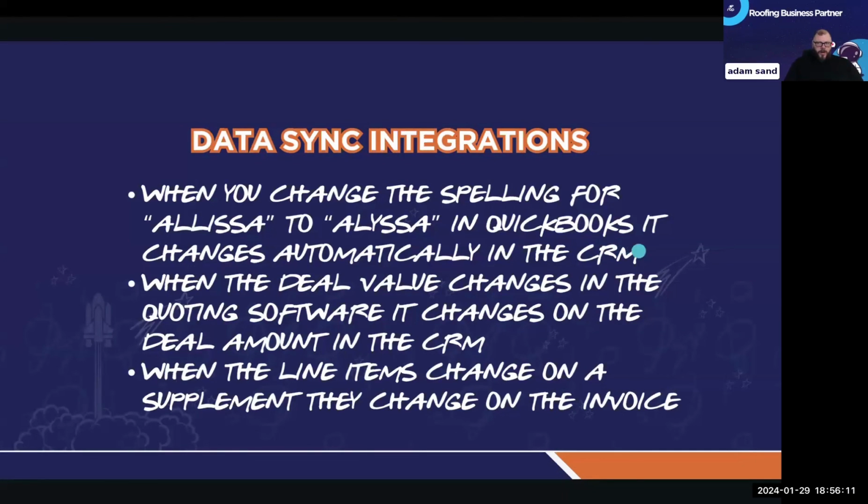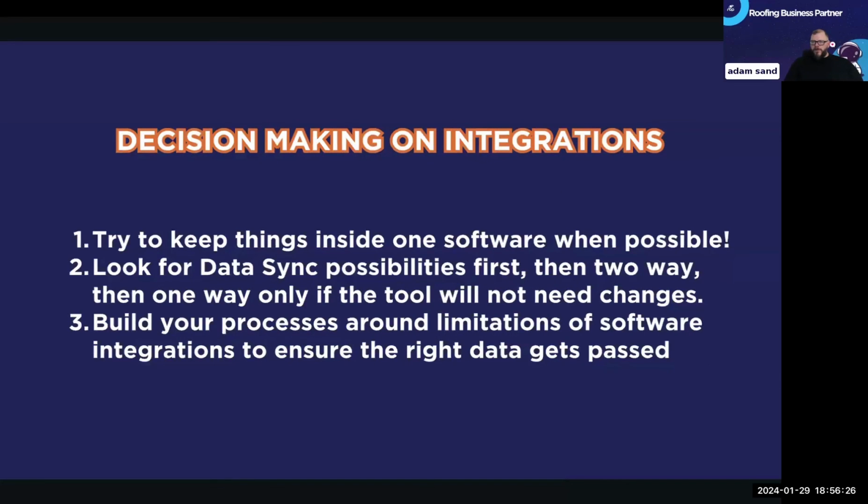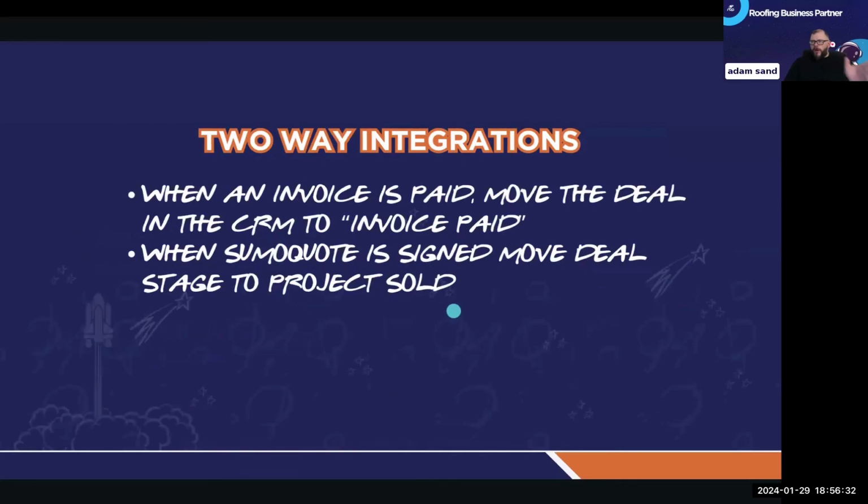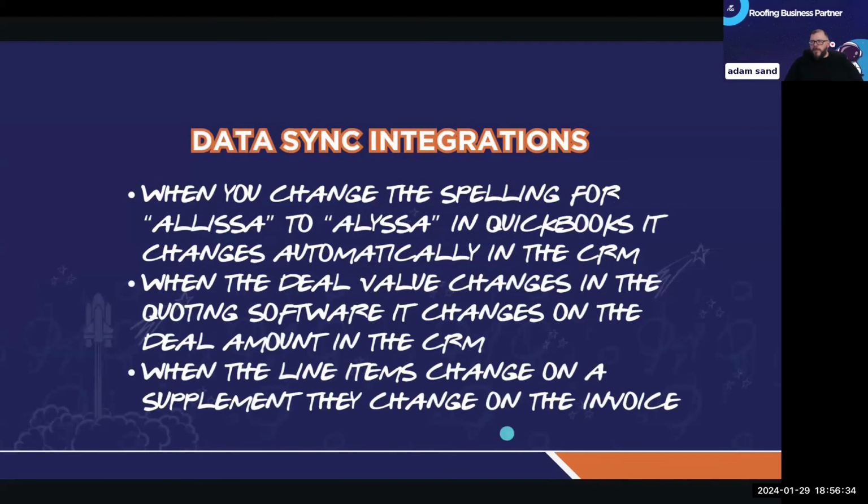How do you create seamless? Or when a deal value changes in the quoting software, it changes the deal amount in the CRM. Or when the line items change on a supplement, they change on the invoice. This is how we do data sync, right? So we want to sync between two places so that it always matches. That's different than two-way, which is based on a trigger and an action, right? With this, it's syncing, it's connecting, it's always maintaining a single source of truth.